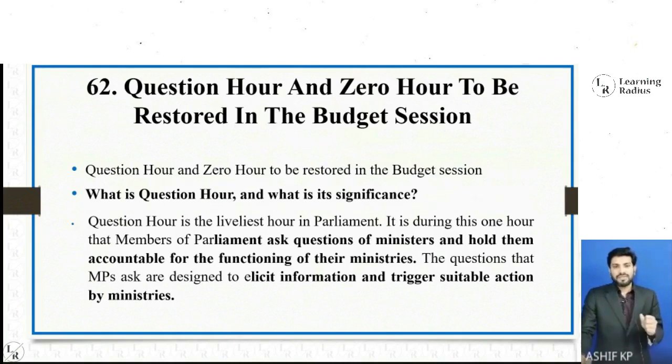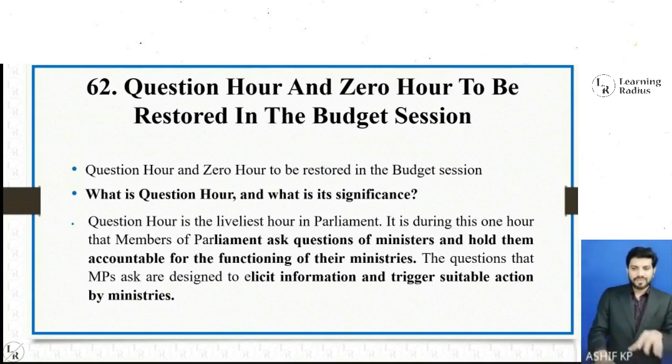Let's come to the next topic, that is Question Hour and Zero Hour to be restored in the budget session. So Question Hour and Zero Hour to be restored in the budget session, that was the discussion. As an aspirant, you should have clarity on what is Question Hour and what is its significance. So Question Hour is the liveliest hour in Parliament, we all know. It is during this 1 hour that members of Parliament ask questions of ministers and hold them accountable for the functioning of their ministries.